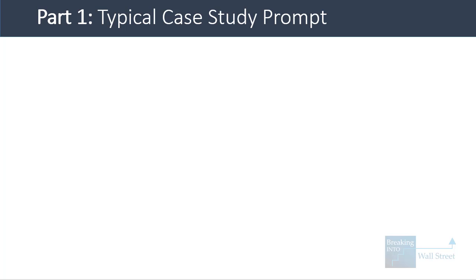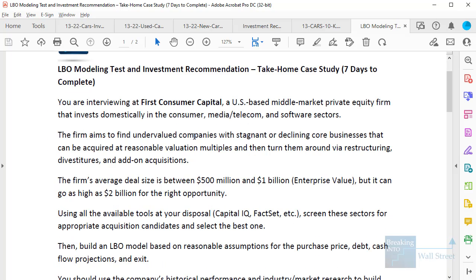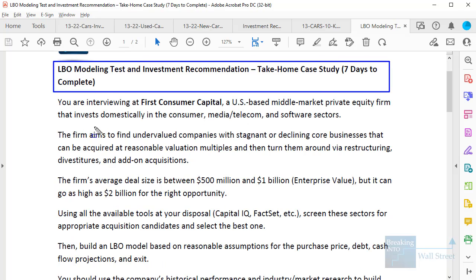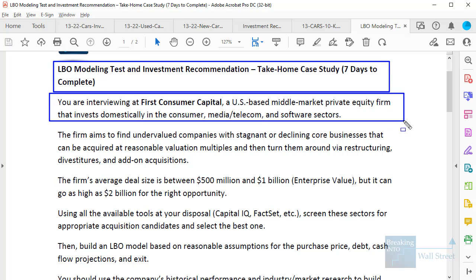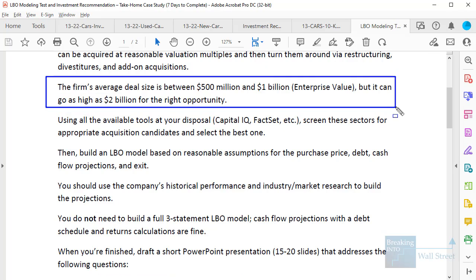Let's go to part 1 and talk about the typical case study prompt. So I'm going to pull up the case study prompt that we have right here. You can see that this is a take-home case study, and this is a middle market private equity firm that invests in the consumer, media, telecom, and software sectors. They're giving us a lot of information, such as the average deal size here, 500 million to $1 billion, but possibly as high as $2 billion for the right opportunity.